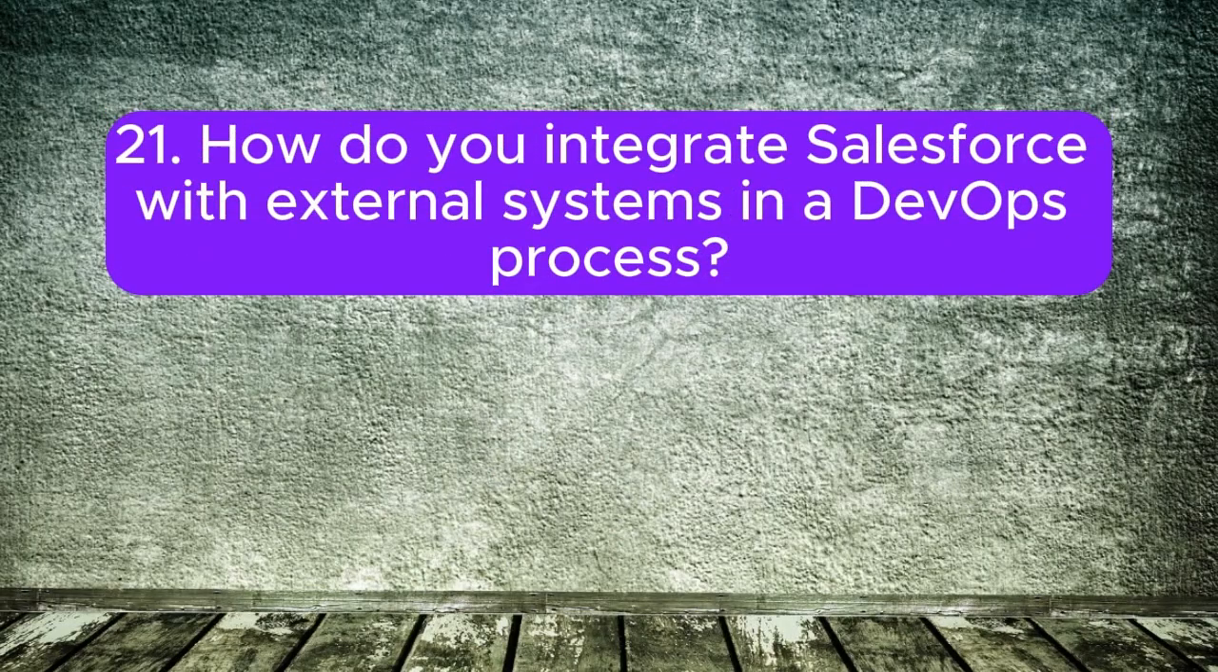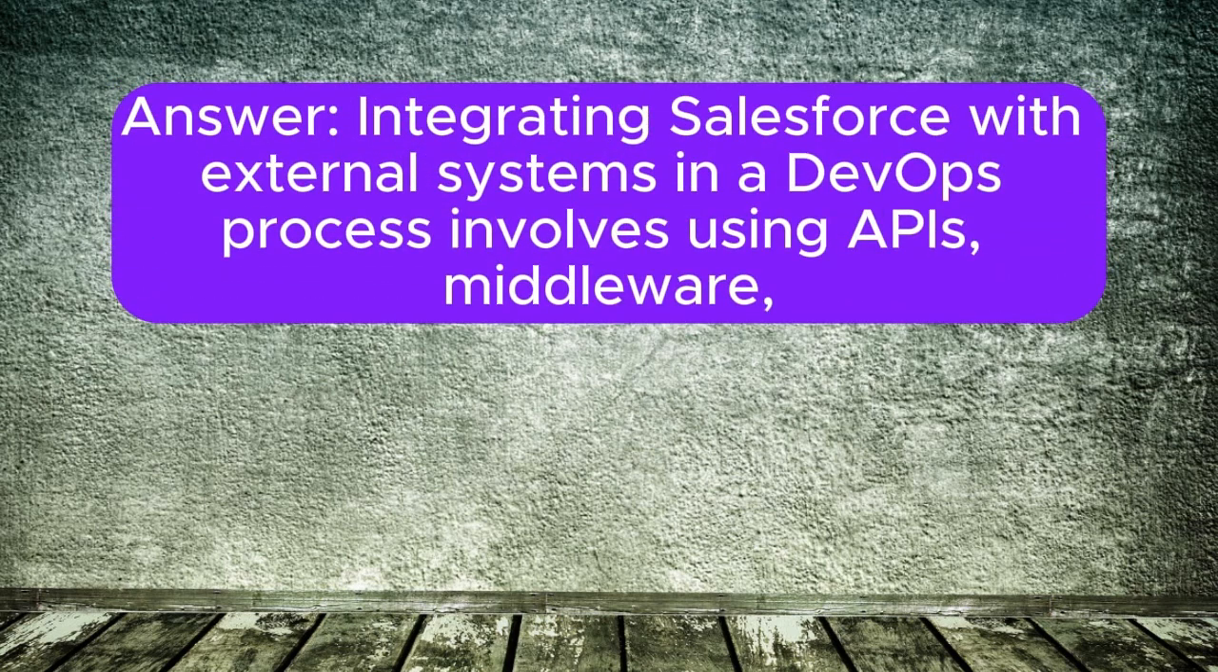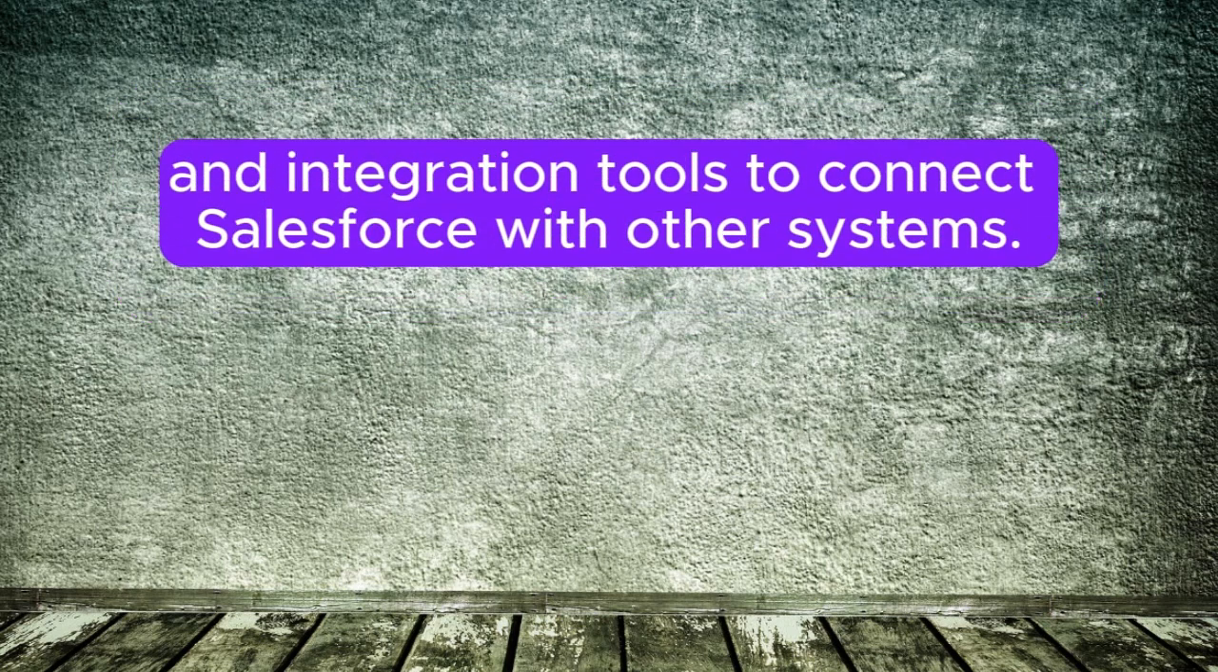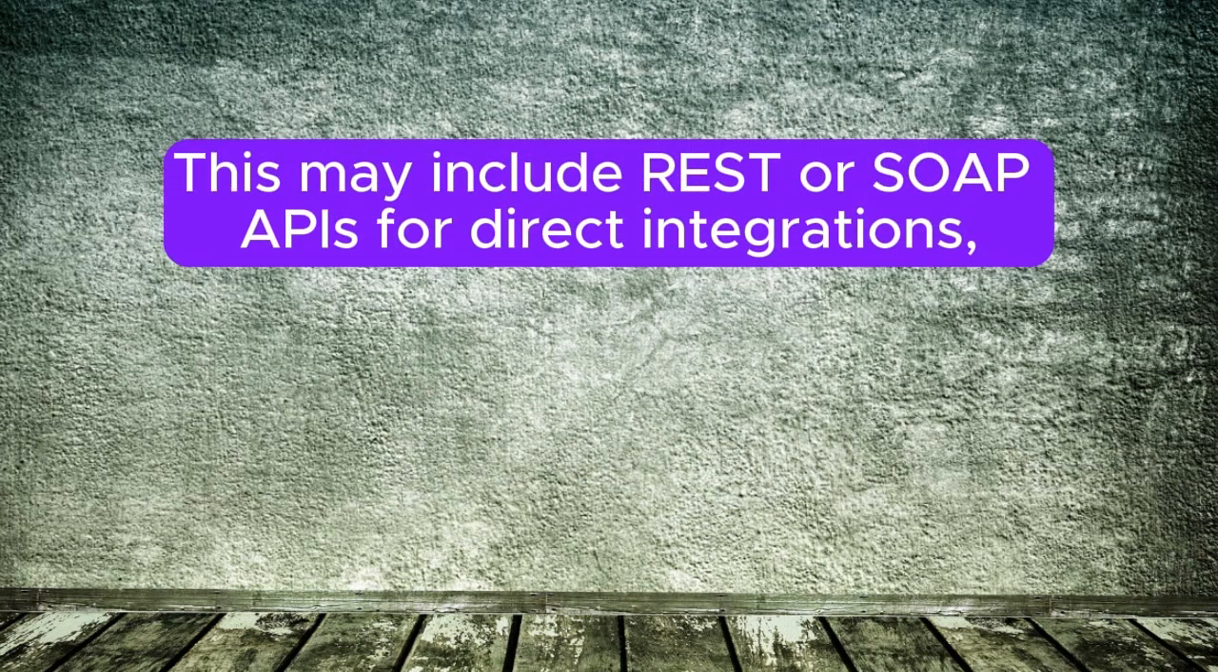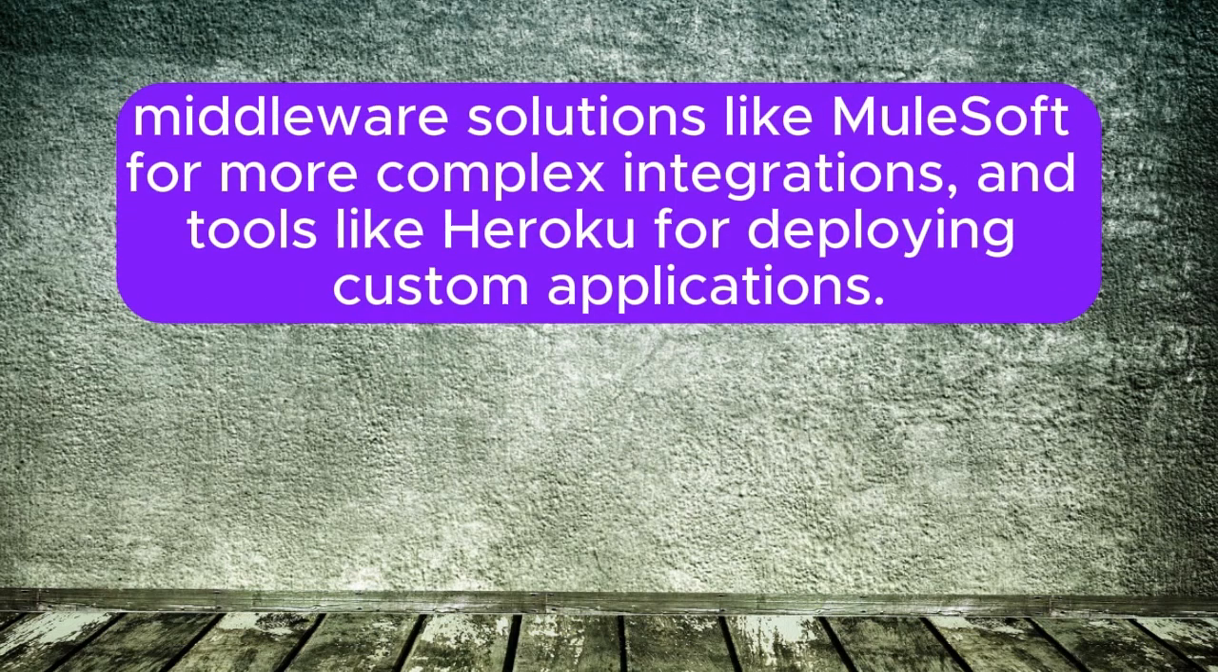21. How do you integrate Salesforce with external systems in a DevOps process? Answer: Integrating Salesforce with external systems in a DevOps process involves using APIs, middleware, and integration tools to connect Salesforce with other systems. This may include REST or SOAP APIs for direct integrations, middleware solutions like MuleSoft for more complex integrations, and tools like Heroku for deploying custom applications.